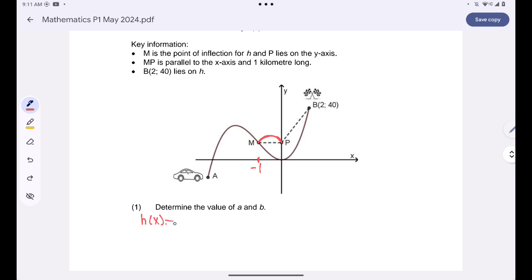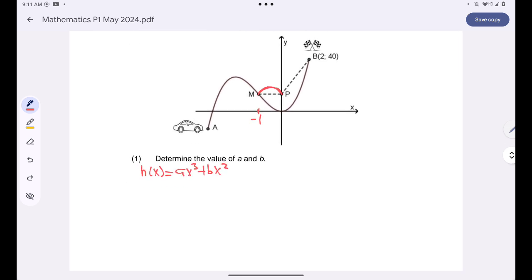h of x is equal to ax cubed plus bx squared. Since they've given us the x value at the point of inflection, we must use it, guys. First derivative is equal to 3ax squared plus 2bx. Then my second derivative is simply equal to 6ax plus 2b. Remember that, guys, for me to find the x value at the point of inflection, I just need to make the second derivative equal to 0, then solve for x.